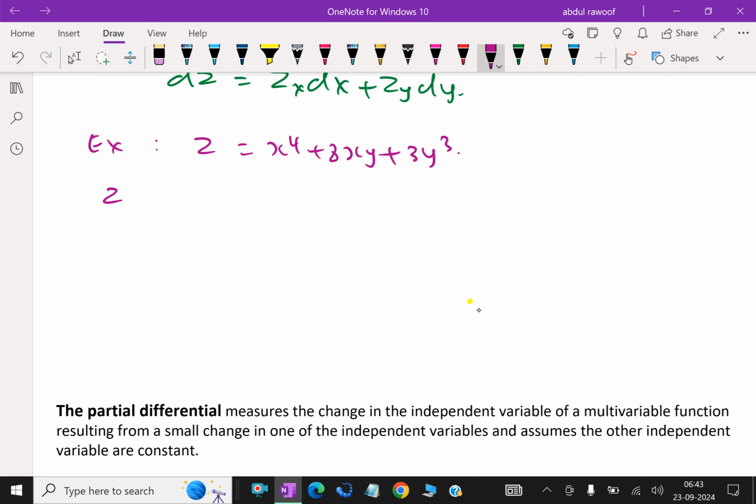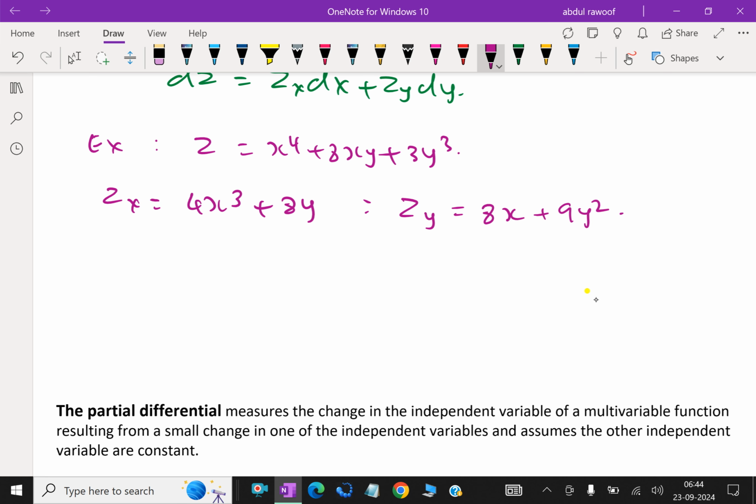First, zx. We know the partial derivative of x power 4 is 4x cube. In 8xy, y is treated as a constant, so the derivative is 8y. Then the derivative of 3y cube is 0. Similarly, zy, the partial derivative with respect to y: x power 4 is treated as a constant, so it's 0. 8xy gives 8x, plus 9y squared.